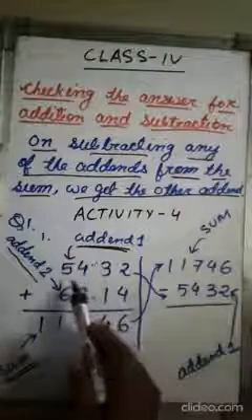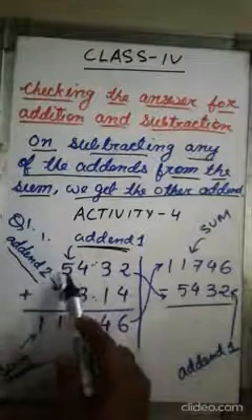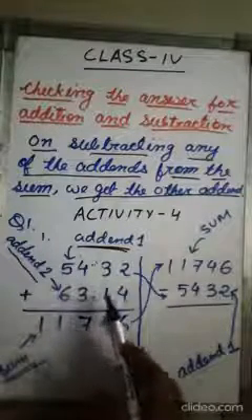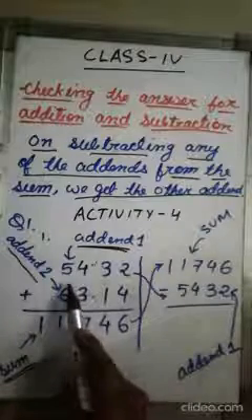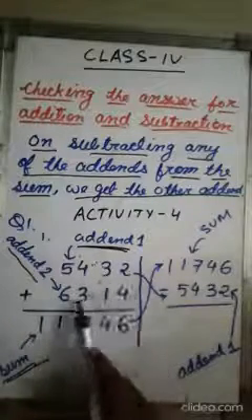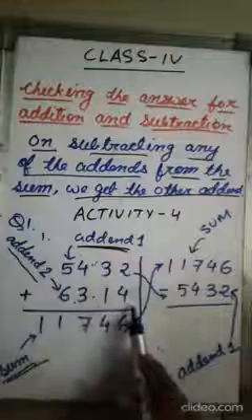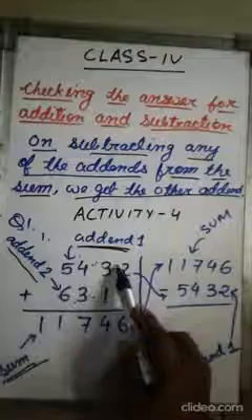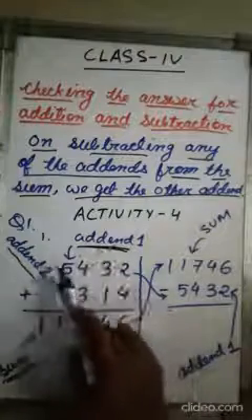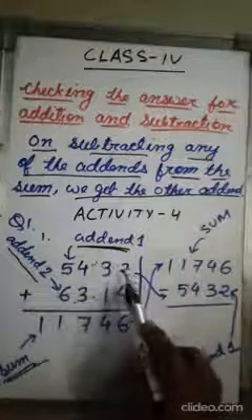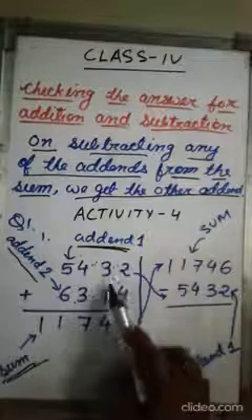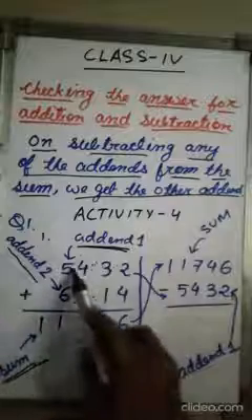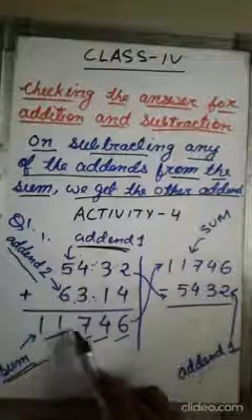So, I have taken one question from activity 4. Question number 1. 5,432 plus 6,314. I have to add these two numbers because these are addends. 2 plus 4 is 6. 3 plus 1 is 4. 4 plus 3 is 7. 5 plus 6 is 11.